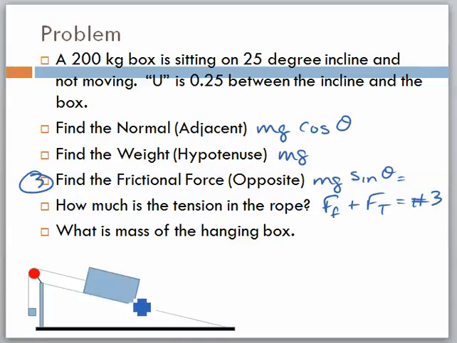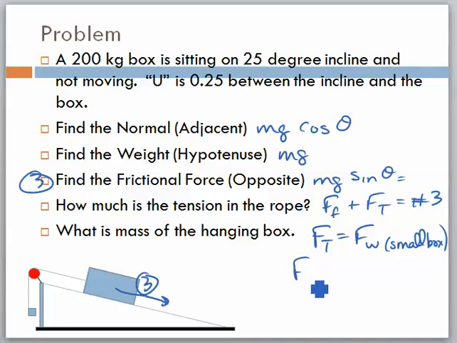That's the amount of force. Remember, number 3 is the amount of force that's pulling it down. So we want to put whatever that force is here, because the force of friction plus the force of tension have to be equal and opposite. What is the mass of the hanging box? We say that the force of tension has to be equal to the weight of the small box. So the force of tension is equal to m times g, and then all you're solving for is m.